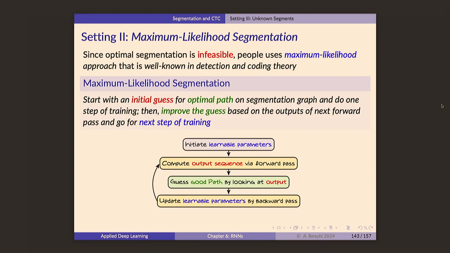So I just looked at the output and made one guess for segmentation. This means that I have specified one path. And once I specify the path, I can compute the loss. I compute the loss, I can do backpropagation, and when I do the backpropagation, I can update my weights. Now that I have updated my weights, I get back to the forward pass. Again, I do the forward pass, generate the whole sequence of outputs, look at them, and make a better guess about the optimal path. Again, compute the loss, do backpropagation, and repeat this over and over until everything converges.